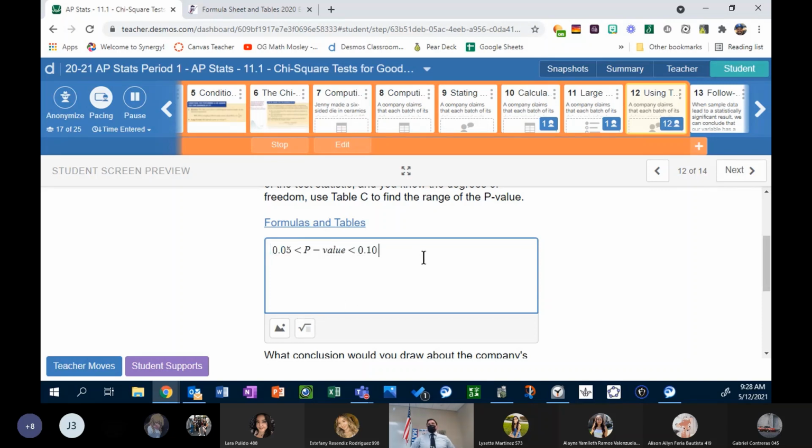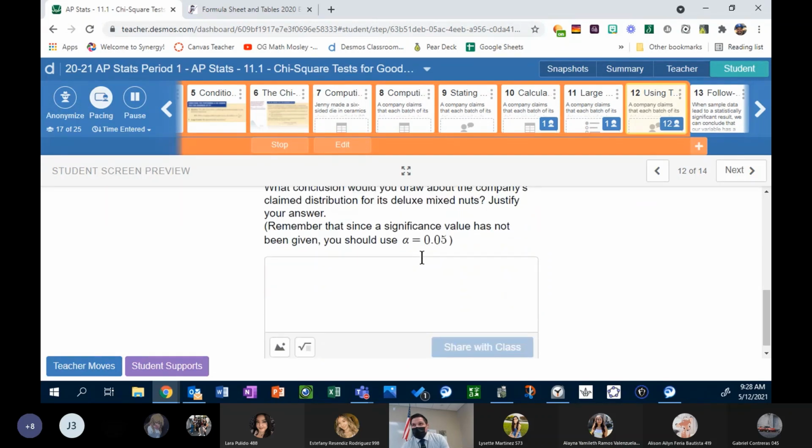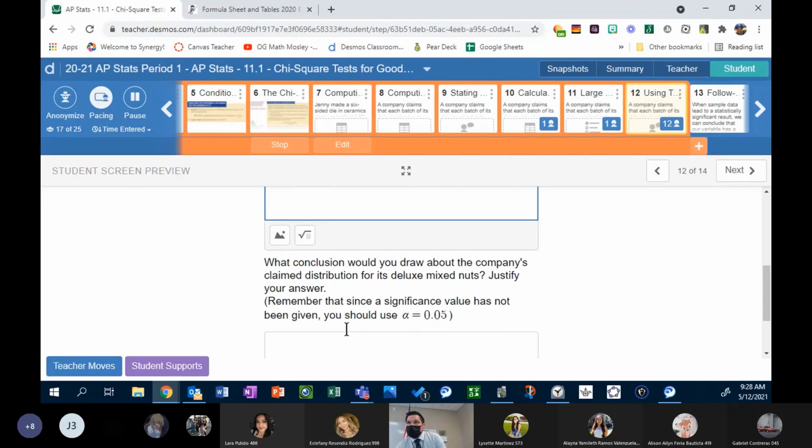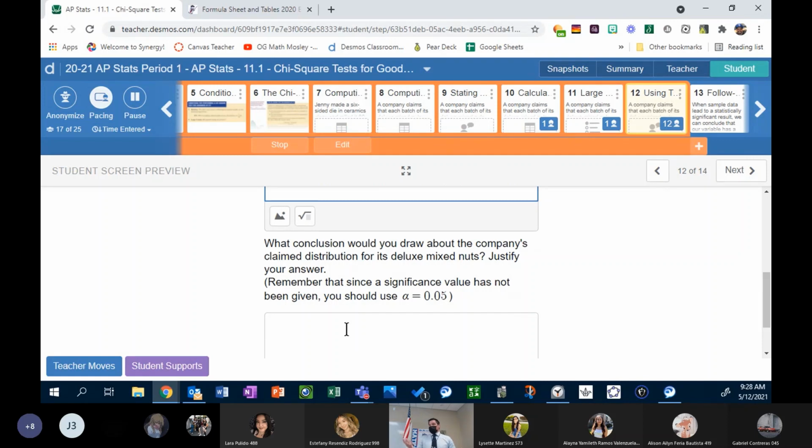All right. So we can write it as an inequality here, and that answers the question. Or you can write it out and say the p-value is between 0.05 and 0.1. And so that's our p-value using table C. And our conclusion, since our p-value is greater than 0.05, because we know it's greater than 0.05 but less than 0.1, we fail to reject the null hypothesis.